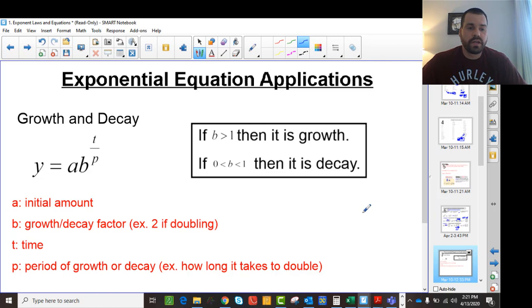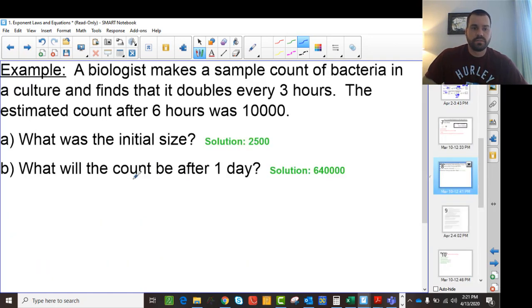That becomes the base of an exponential, where t is the total amount of time that goes by, and p is the period of growth or decay. In other words, how long does it take to do whatever the base is doing. So if it's double, how long does it take to double? If it's half, how long does it take to become half of what it was? So we're going to use that to solve some exponential equations.